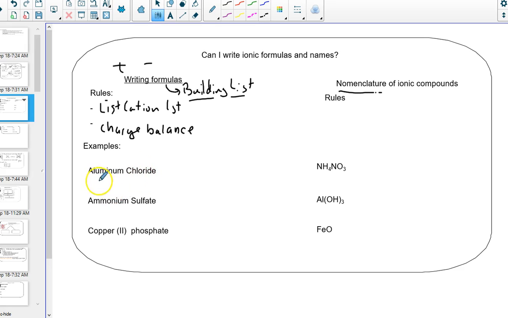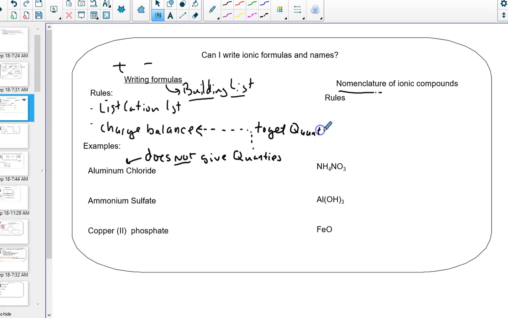Now, aluminum chloride. One thing you might notice here in the name is that the name does not give quantities. So you're going to have to charge balance to get quantities. Okay, so let's do this. First of all, the cation first.